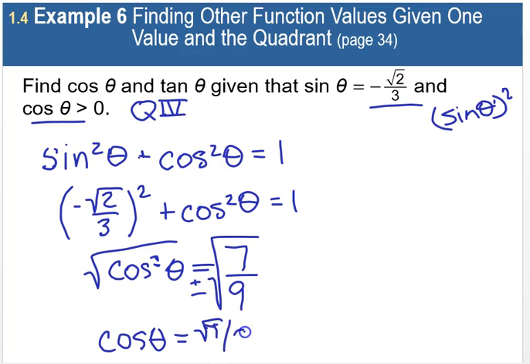There's 7 over 3. Now, we found what cosine is equal to. Let's find what tangent is equal to. And I think the easiest way to go about finding tangent whenever you have the solutions for sine and cosine, see we have sine is equal to negative square root of 2 over 3, and cosine is equal to square root of 7 over 3.